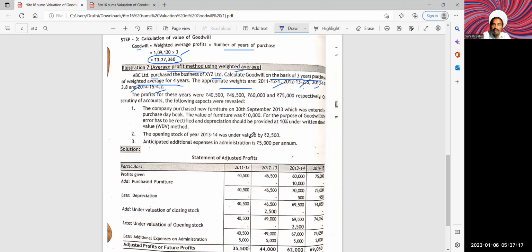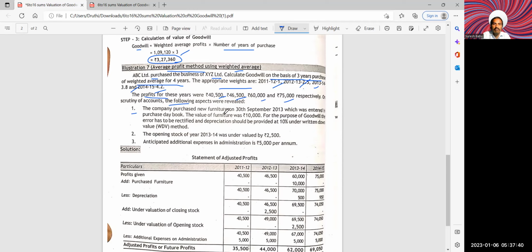See, the weights have been changed. But we assumed in the previous sum 1, 2, 3, 4. Now it is not so. Such weights, 1, 2.5, 3.8, 4.2, have to be used for multiplication of the adjusted profits. The profits are 40,500, 46,500, 60,000, 75,000 respectively for 4 years.